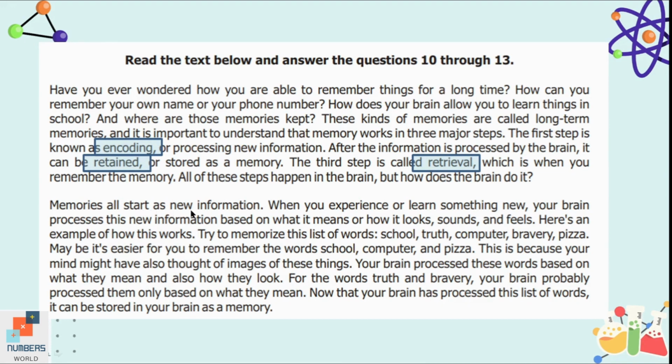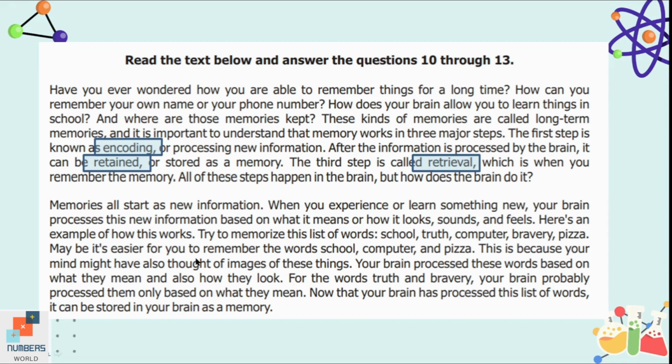Memories all start as new information. When you experience or learn something new, your brain processes this new information based on what it means or how it looks, sounds, and feels. Here is an example of how this works. Try to memorize the list of words school, truth, computer, bravery, pizza.